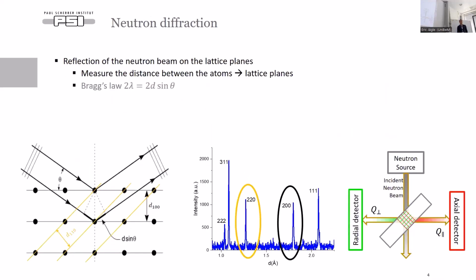Just a few words about neutron diffraction. It's the reflection of the neutron beam on the lattice planes, and if we say it very simply, it measures the distances between the atoms. Here you have displayed Bragg's law, and from that you get the diffraction peaks as your result. And if you have detector banks, you can collect the data from two different directions of the sample.